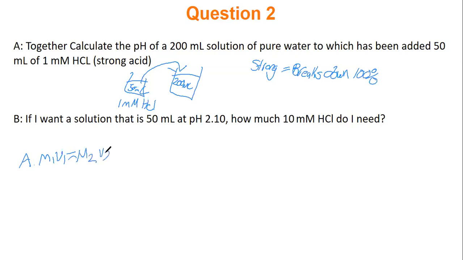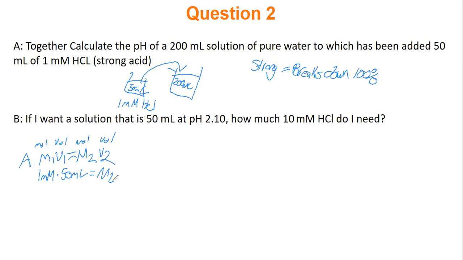M1V1 equals M2V2. One of the most useful equations in chemistry. So molarity of solution 1, volume of solution 1 is equal to molarity of solution 2, volume of solution 2. All right, I'm going to call my 50 milliliter solution solution 1. So the molarity of solution 1 is 1 millimolar. The volume is 50 milliliters. The molarity of solution 2, I don't know. That is what we're trying to figure out. And now the volume of solution 2.